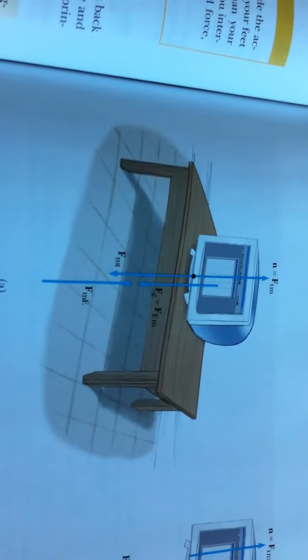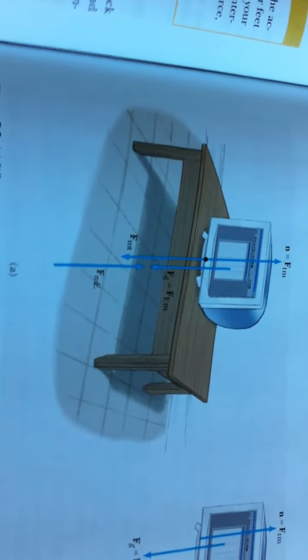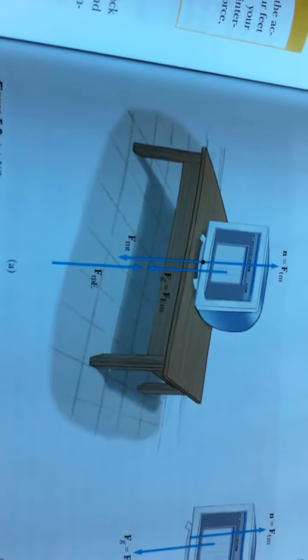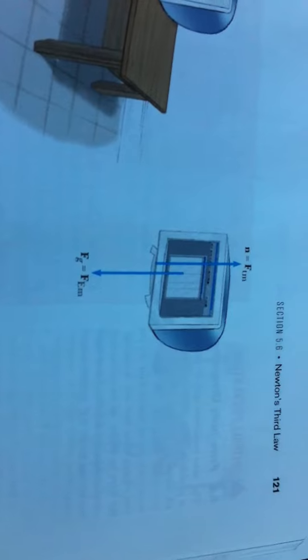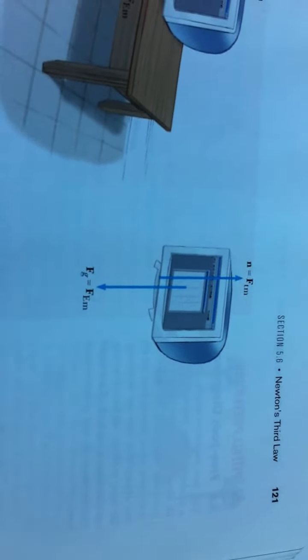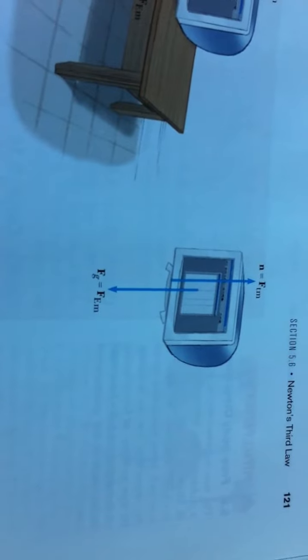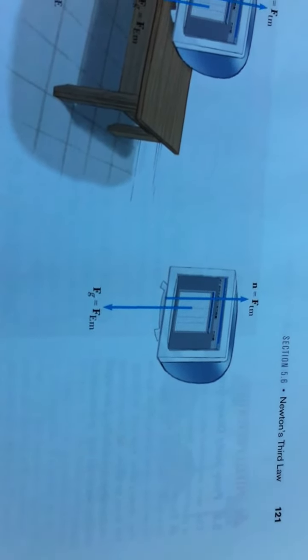Let's look at page 121 at figure 5.6. Here it is, right here. All right. So there's the computer sitting on the table. Be aware of the two normal forces, one exerted by the computer, one exerted by the table. Be aware of the two gravitational forces, one exerted by the computer on the Earth and one by the Earth on the computer. All right. Force of gravity equals the normal force, but they're not the equal and opposite forces that are spoken of by Newton. All right.